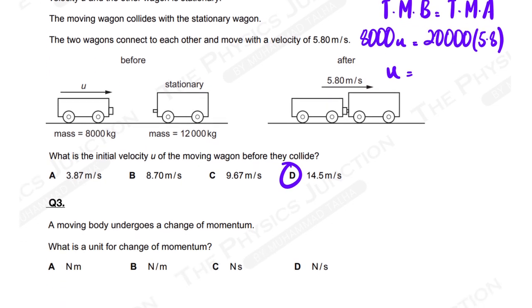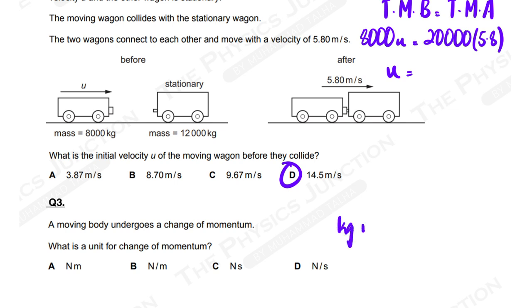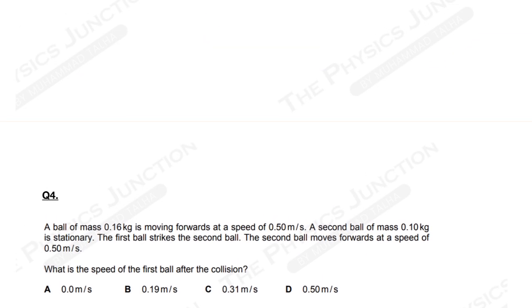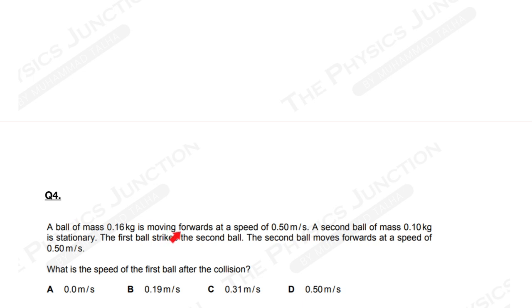Let's go on to question number 3. A body undergoes a change of momentum. What is the unit for change of momentum? So you should know these two units for momentum, and obviously these would also apply for changes in momentum: kg meters per second or Newton second. So Newton second, this is C. Easy.